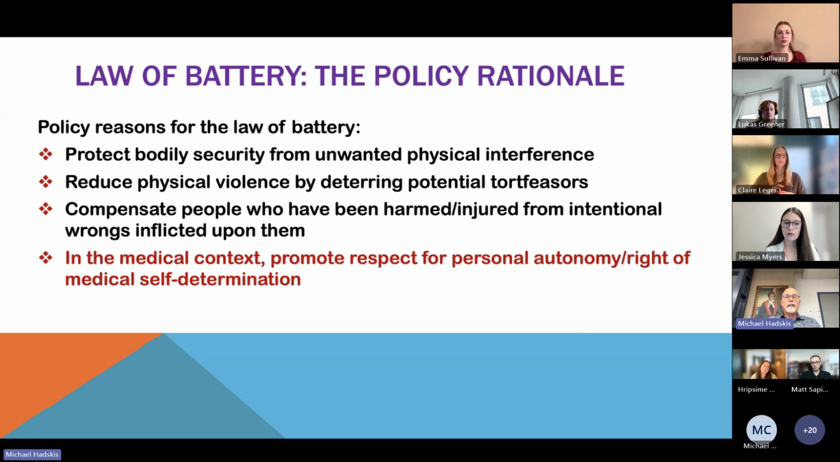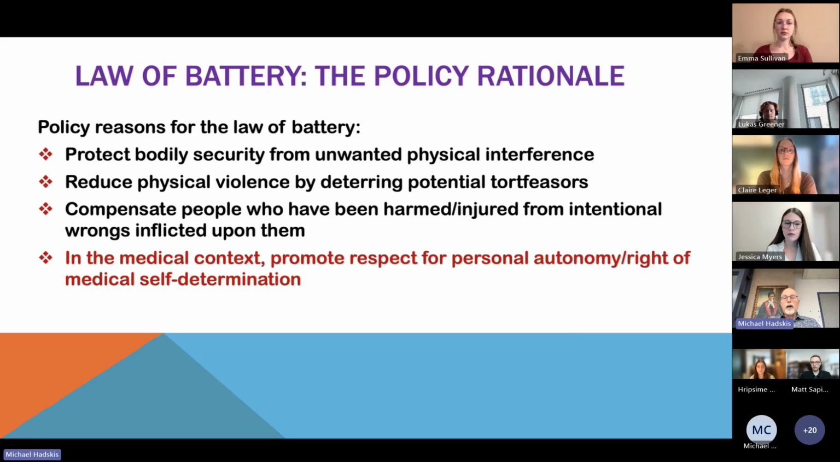Thirdly, compensate victims who have been harmed or injured. As I said to you a minute ago, that is the primary goal of tort law, is to compensate individuals. It's not to punish. That's the domain of criminal law. That's what you'll learn in your mandatory first year criminal law course, is about punishment. Tort law, on the other hand, is about compensation. Let's make the harmed individual whole again by giving them money.